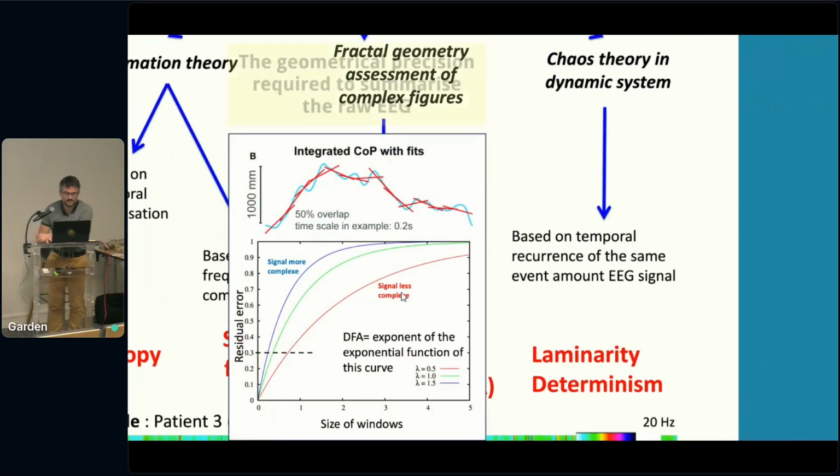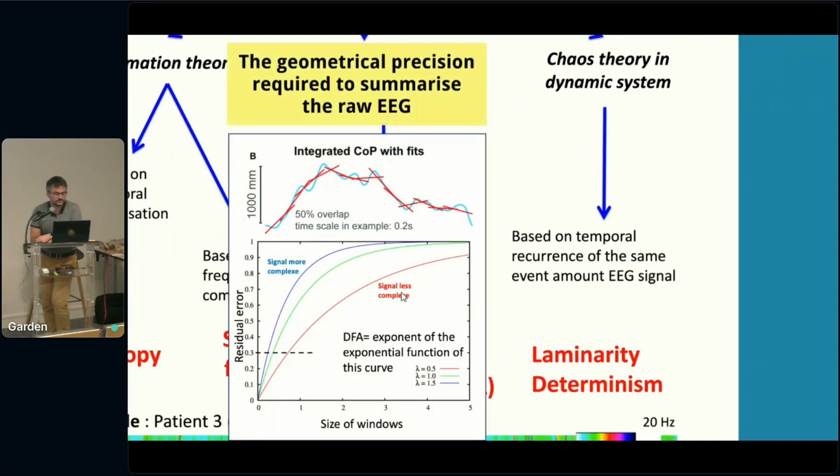For example, the fractal dimension is the way you use the geometrical precision of your size of window to define more or less precisely the complexity of your EEG. If you use, for example, the relationship between the size of windows and the residual error, you can see that for a more complex signal, you need to have shorter size of window of analysis to have the same residual errors than for a less complex signal, which allow to have a longer size of window of analysis. So the higher the DFA, here the DFA is at 1.5 for a more complex signal, the shorter you need to have a size of windows of analysis.